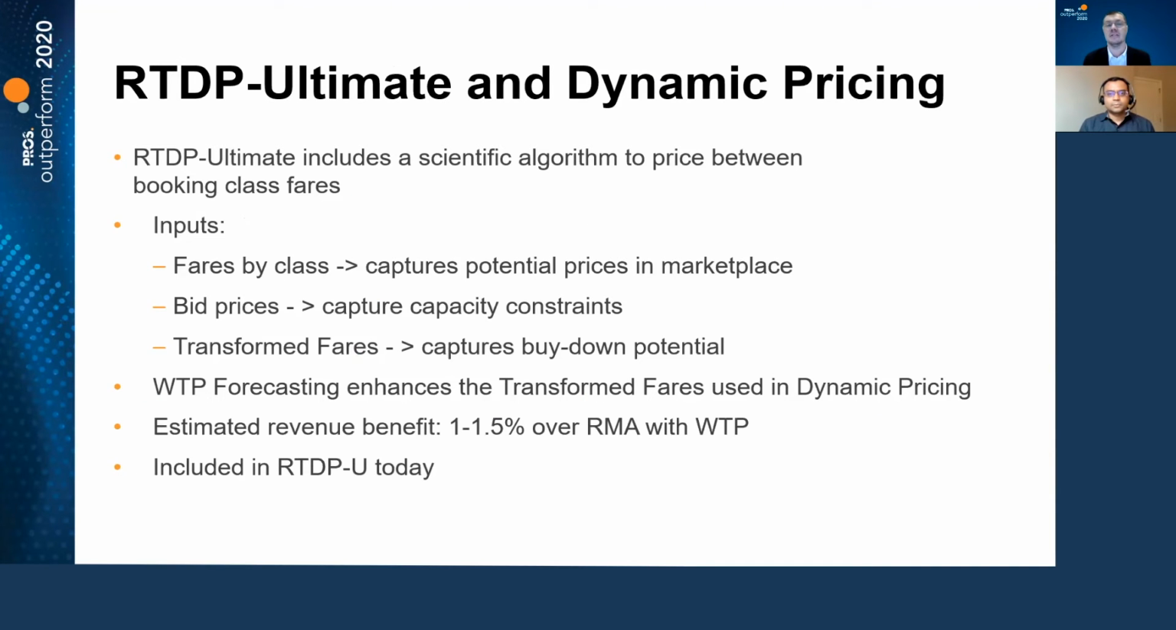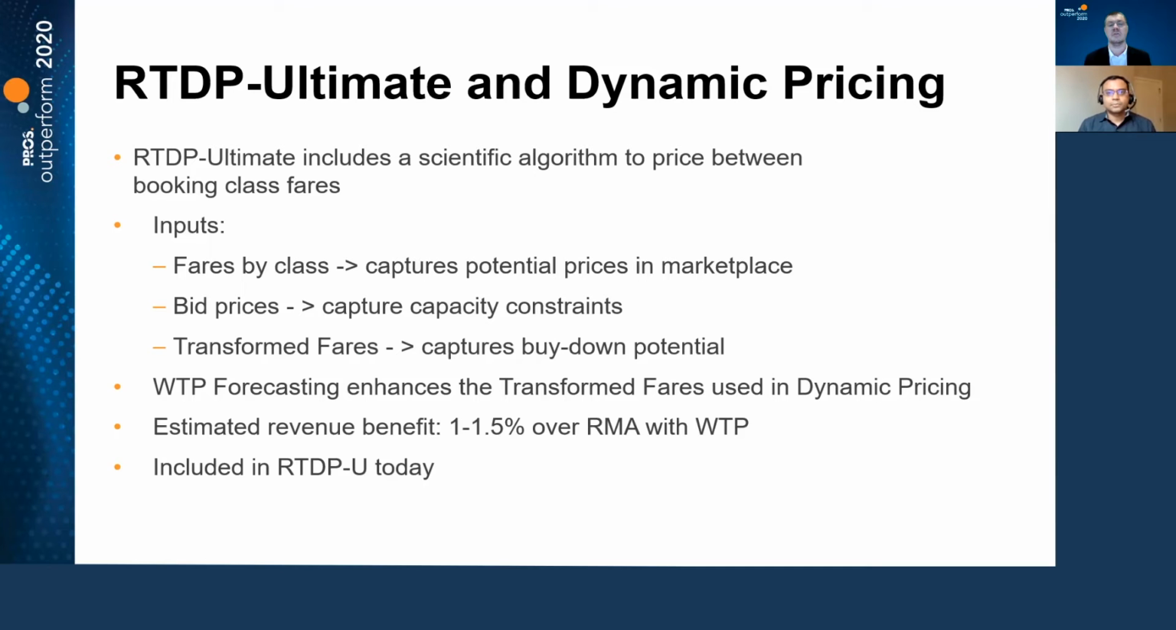We realize this through our RTDP Ultimate product. This includes a scientific algorithm to price in between those booking class fares. There are 3 major inputs into that algorithm. First, the fares by class. This captures the potential prices in the marketplace, so we know what fares are there to provide the adjustments accordingly. Second, bid prices, which capture the capacity constraints, very much in the same way as today with traditional forecasting and availability. And thirdly, the transform fares, which again capture the buy down potential.